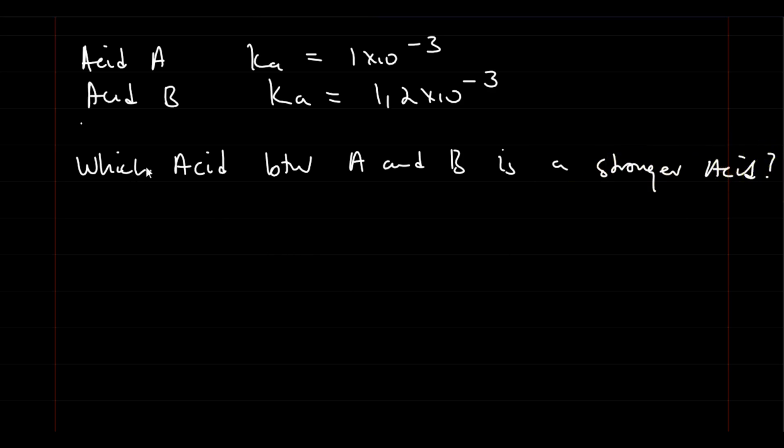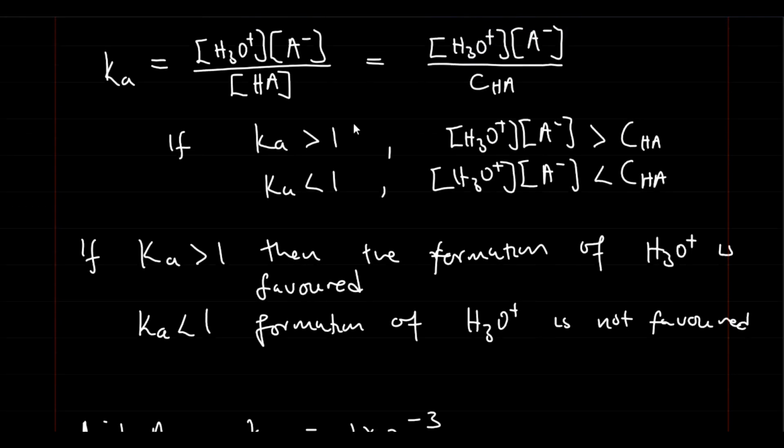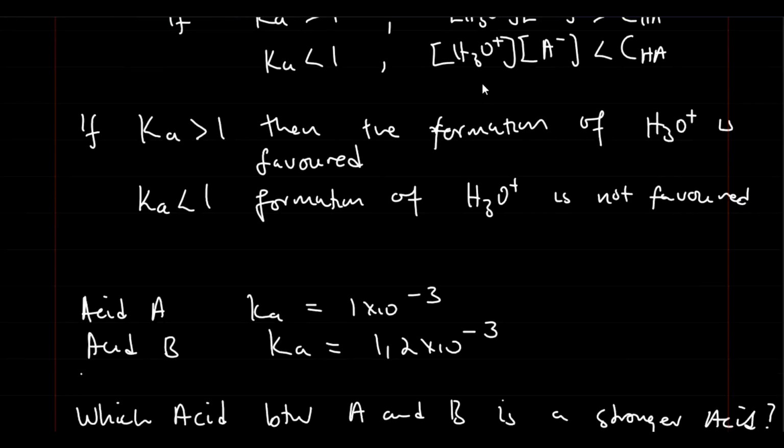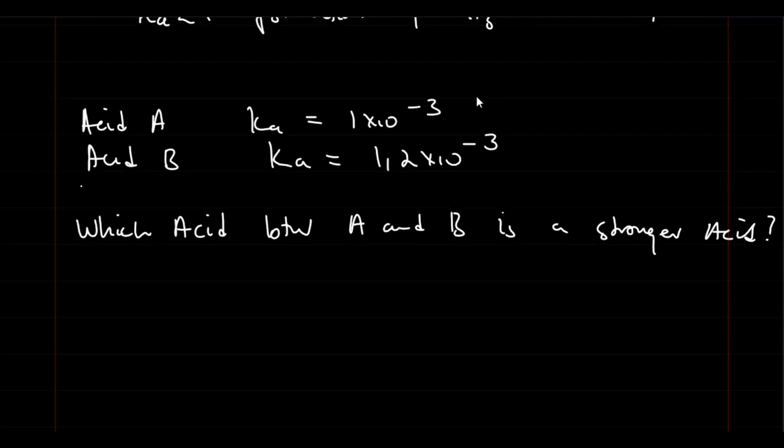What will you say? You will say that you will look at the acid with a higher Ka value, right? So why? The higher the Ka value, it means that the more the forward reaction, which is the ionization, meaning that the one with higher value of Ka will have more ions in solution, more ions of hydronium in solution as compared to the other one.